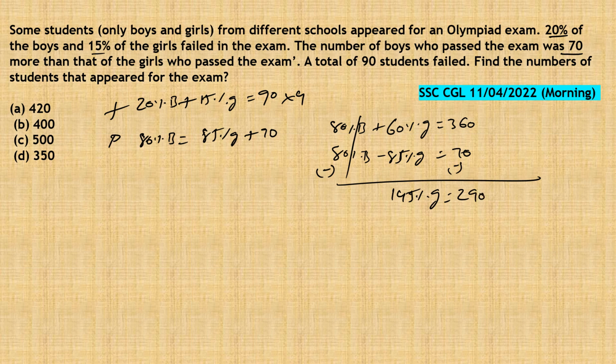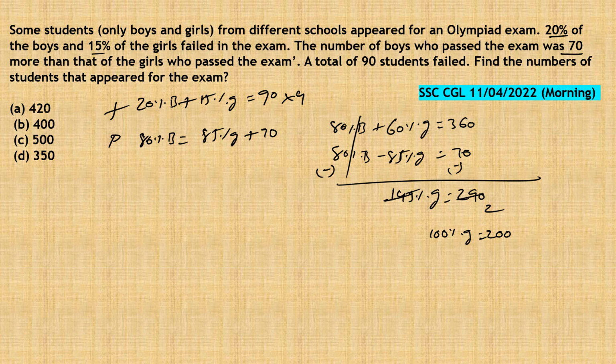145% denotes 290, that means 145 twos are 290. 1% of girls equals 2. 100% of girls equals 200. We need to find the number of boys. 100% of girls are 200.